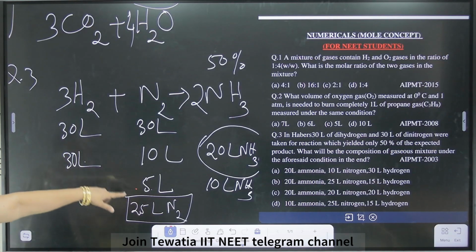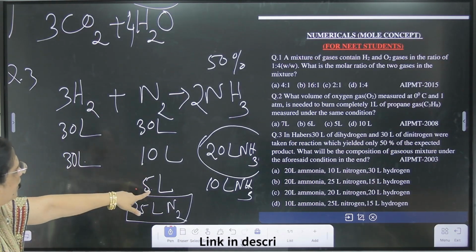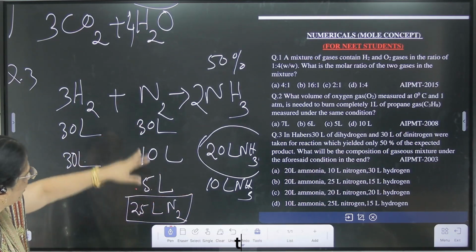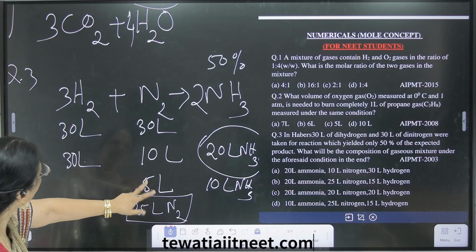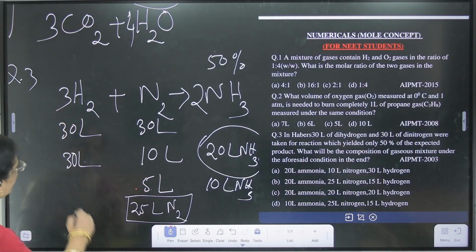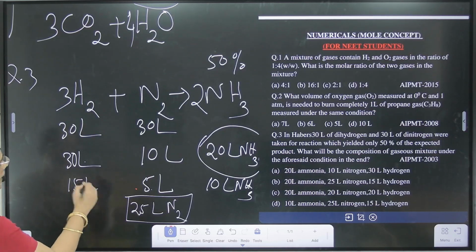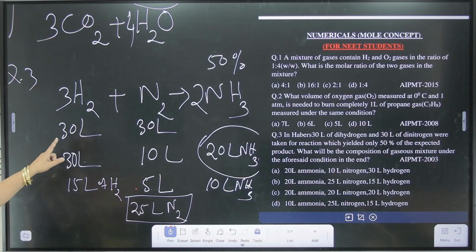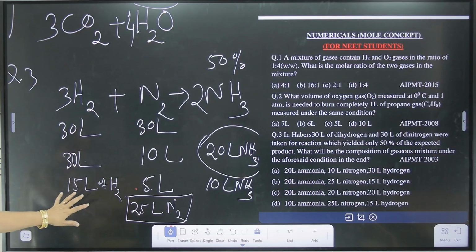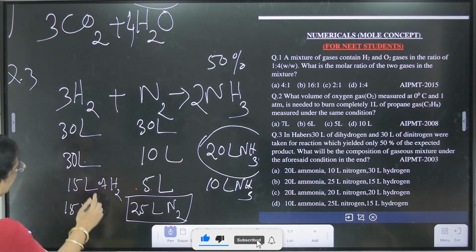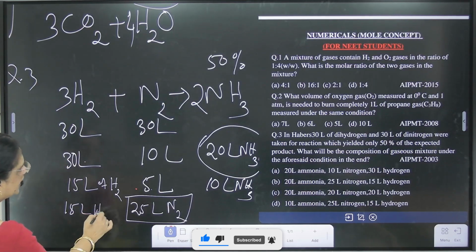And how much of the 10 liter of ammonia you are getting? 5 liter of nitrogen it is reacting. So, 5 liter of nitrogen it will consume only 3 times of hydrogen. That means your 15 liter of hydrogen. But how much you have taken? You have taken 30 liter. 15 liter consumed. So, what is left? 15 liter of hydrogen is left.